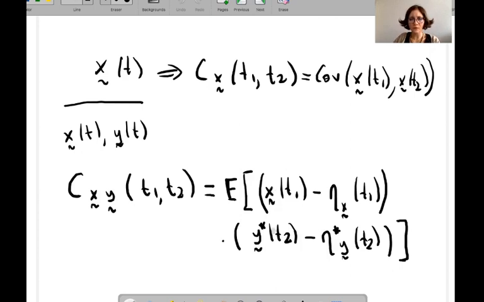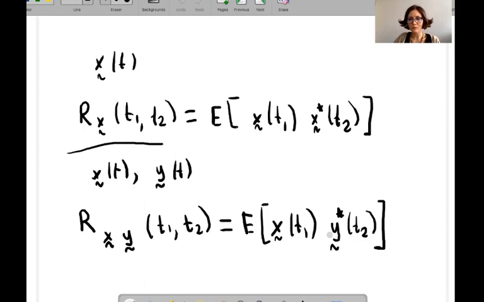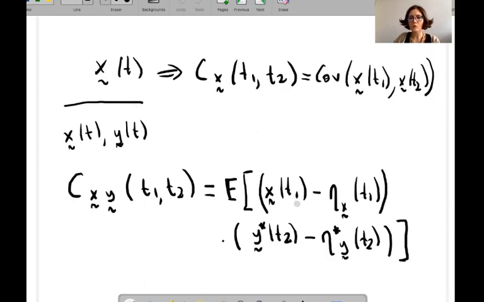x t1 times y star t2, what will that be? It will be the cross correlation function, so it's going to be r xy t1 t2. Remember the definition of r xy t1 t2. So this is what you have. Now the next term will come from the cross term: expectation of x times eta y star, but this comes out as this term. So what you have is eta x t1 eta y t2 with a complex conjugate sign.